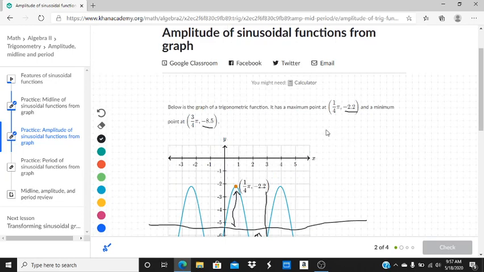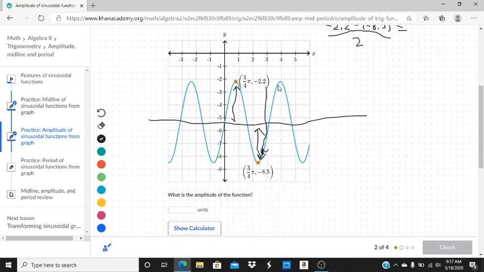All right, so we're going to take negative 2.2 to find the distance, and we're going to subtract negative 8.5. And we're going to divide that by 2 to get my amplitude, because it's again half of this total distance.